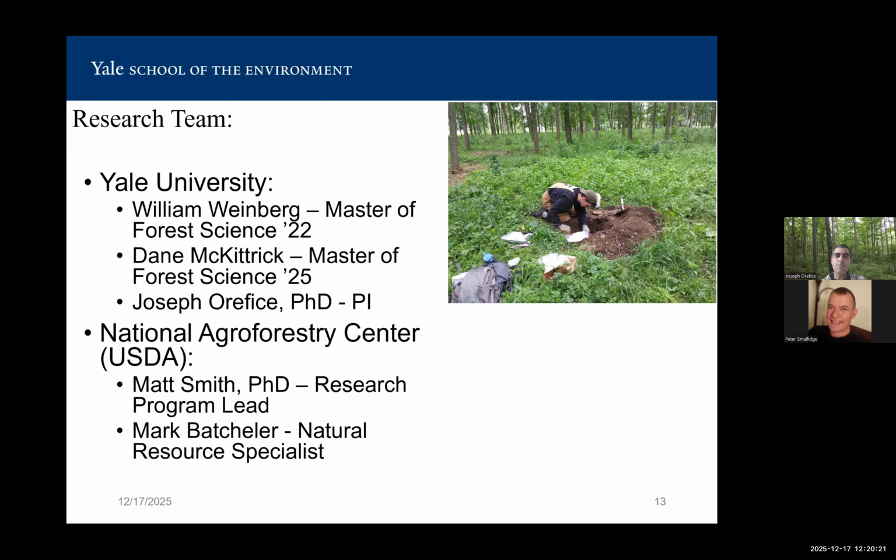Dane McKittrick is a Master of Forest Science student who collaborated a bit towards the end of this project because he took on the second stage of this, which I'm not going to present today, which is looking at the carbon dynamics of silvopasture by subtraction.